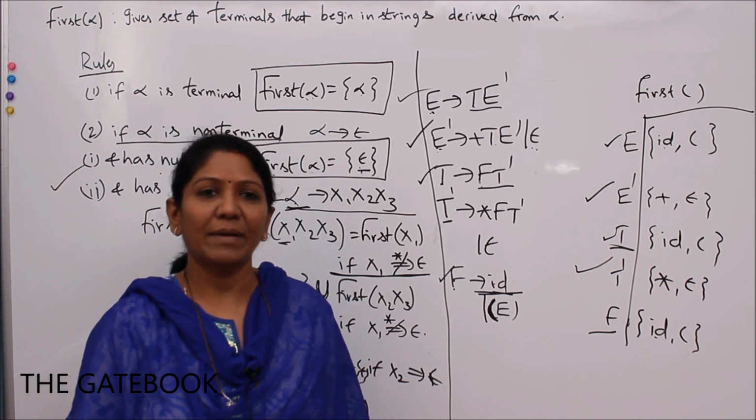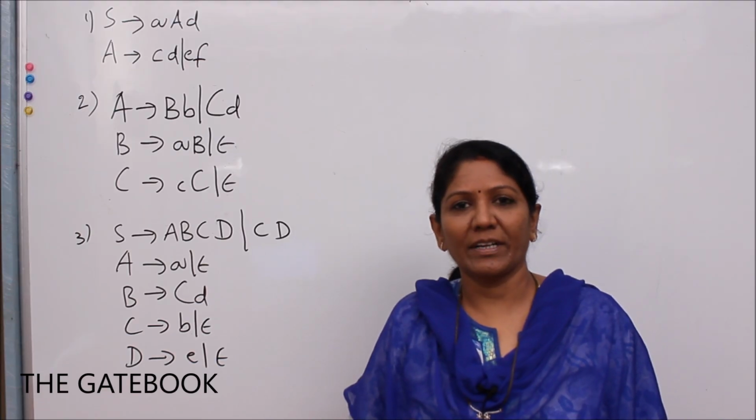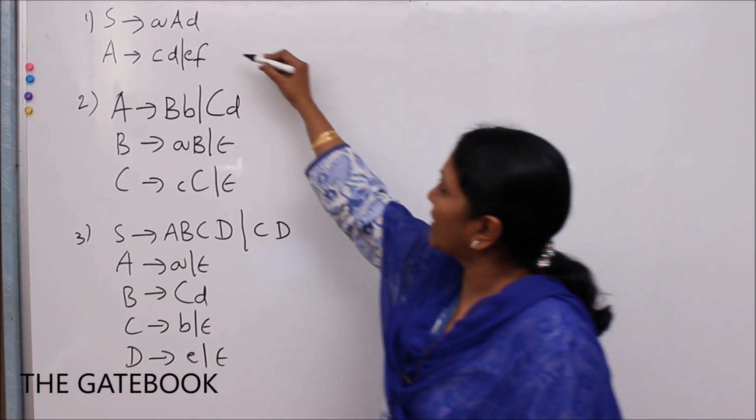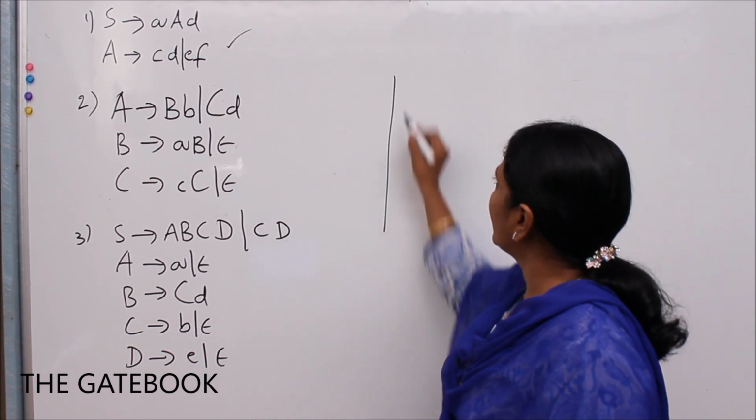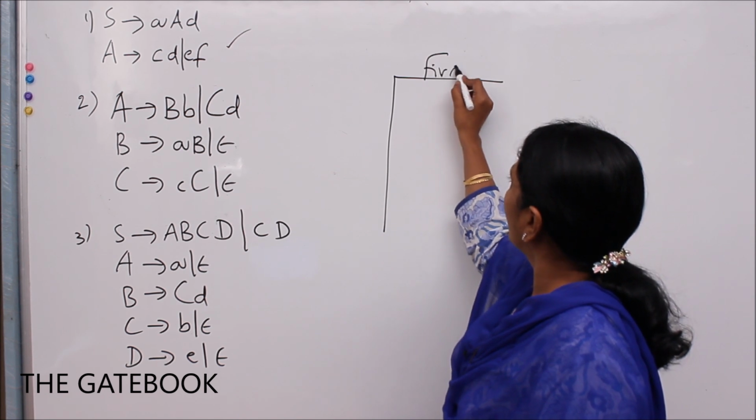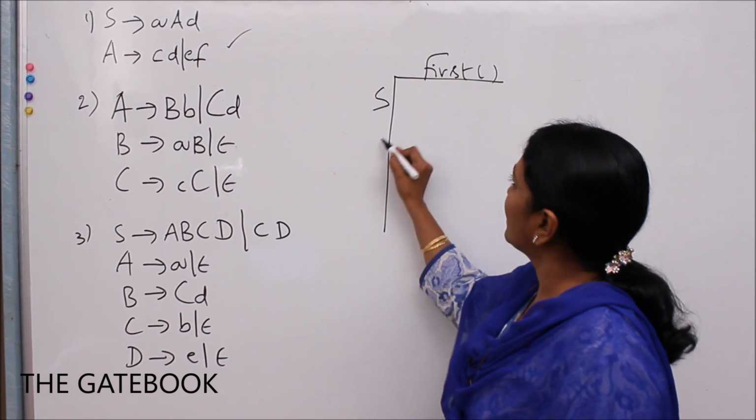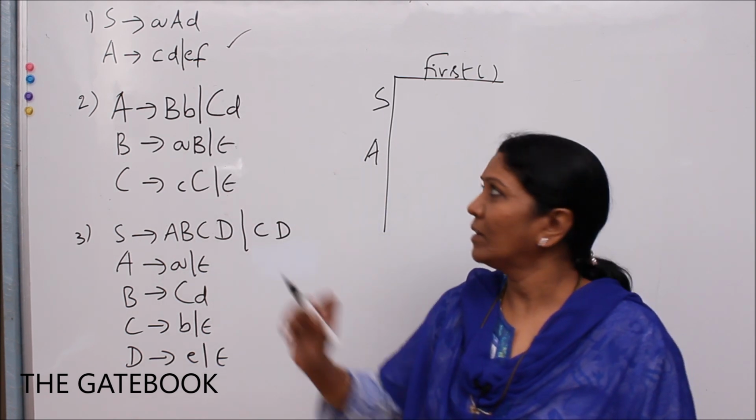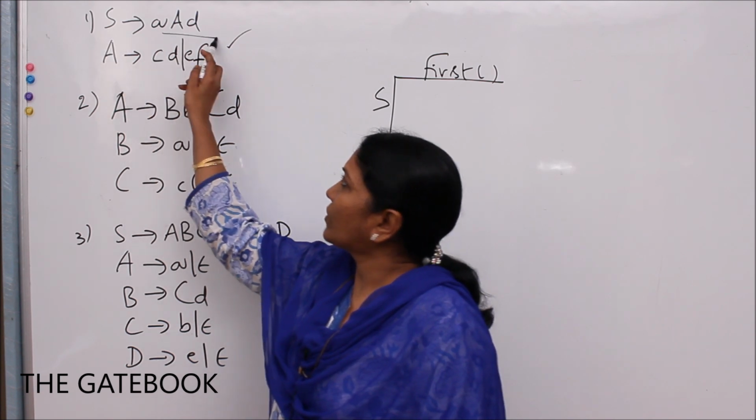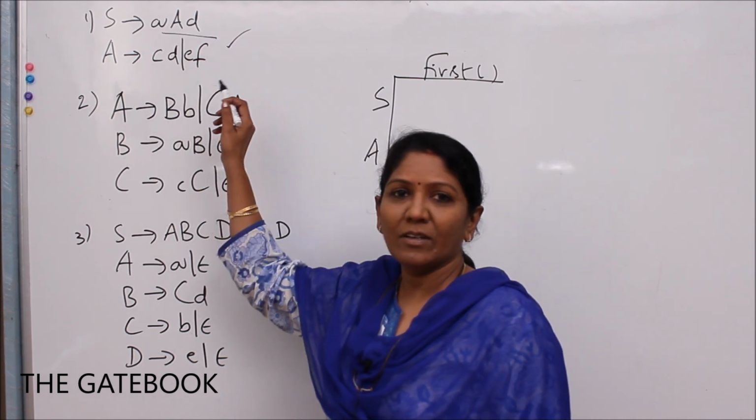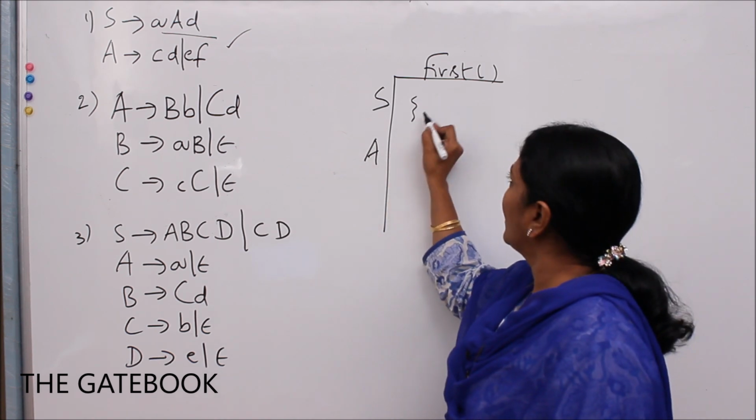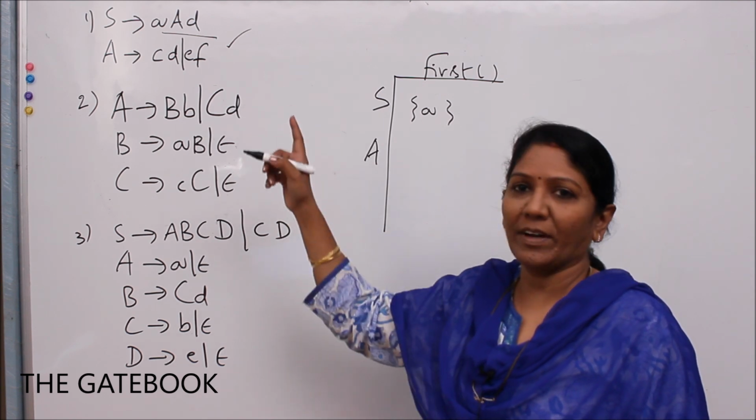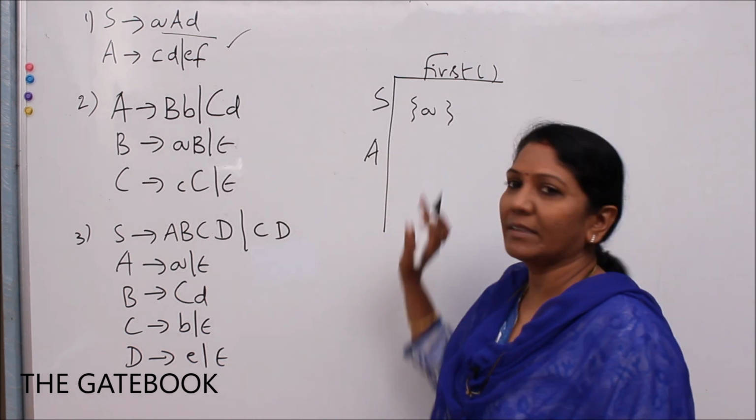Let us try to understand the first function by taking a few more examples. Let's consider this example. Let's start with the first one. What is first of S and A in the first example? What is first of S? Look at this. First of S is first of the right hand side, AAD. So first of S is first of A. There is only one rule and it starts with the terminal, so simply add the terminal.